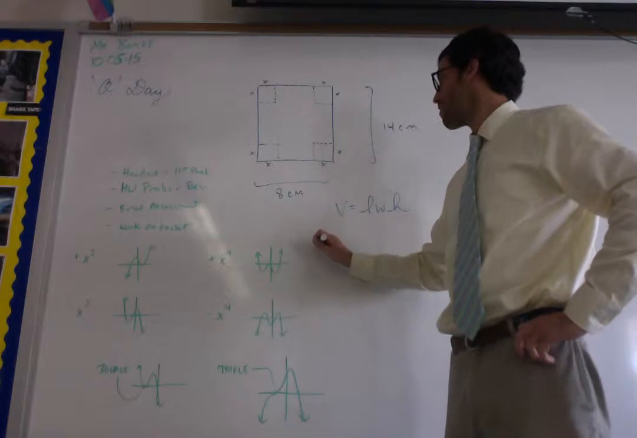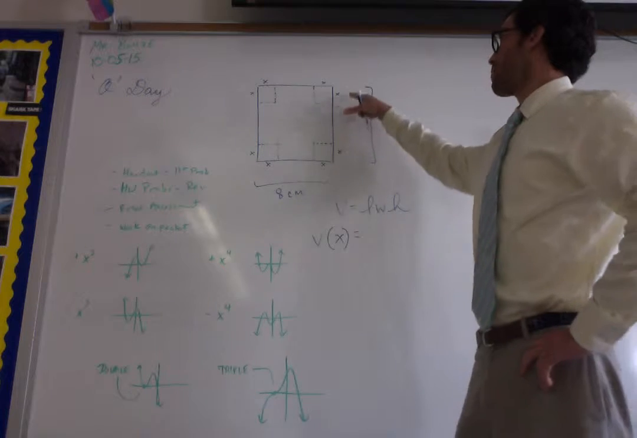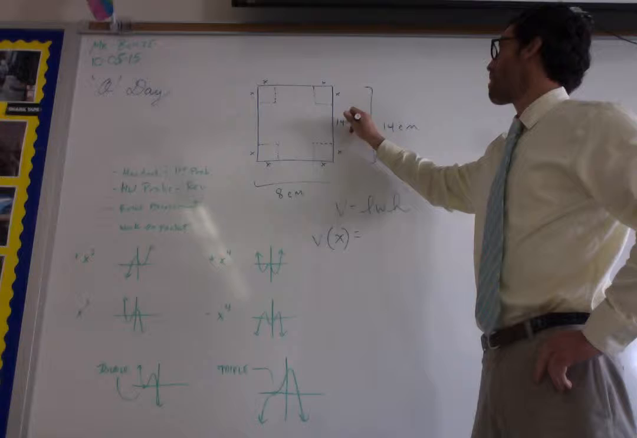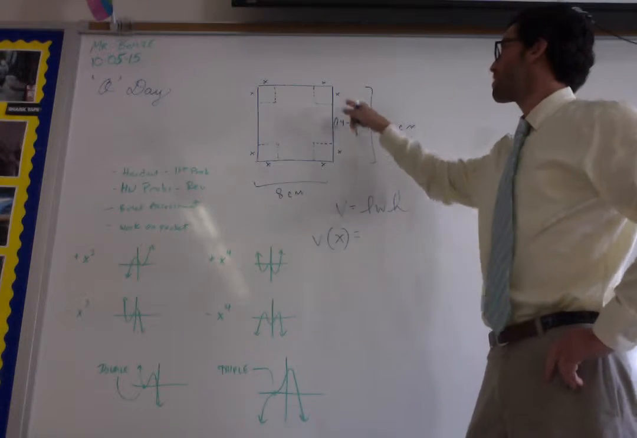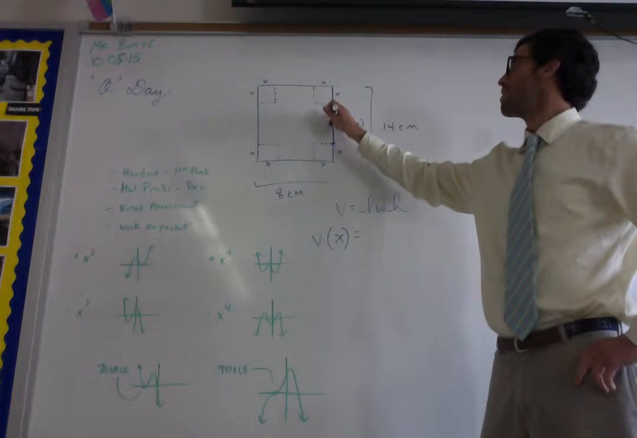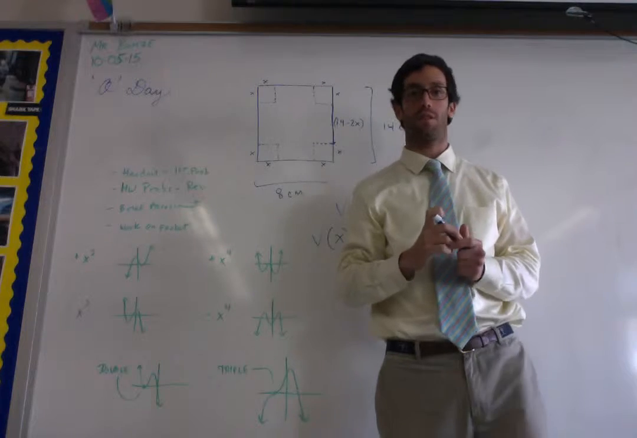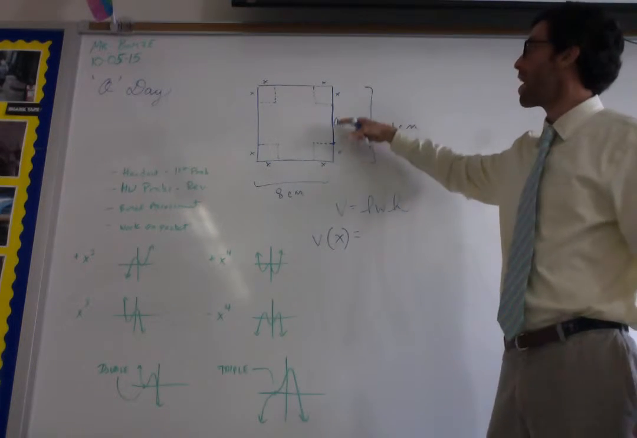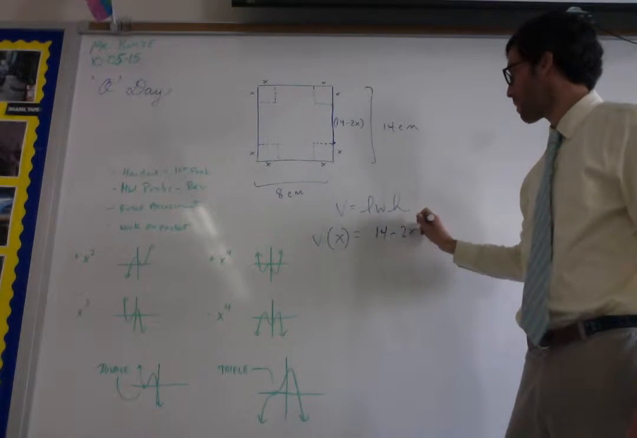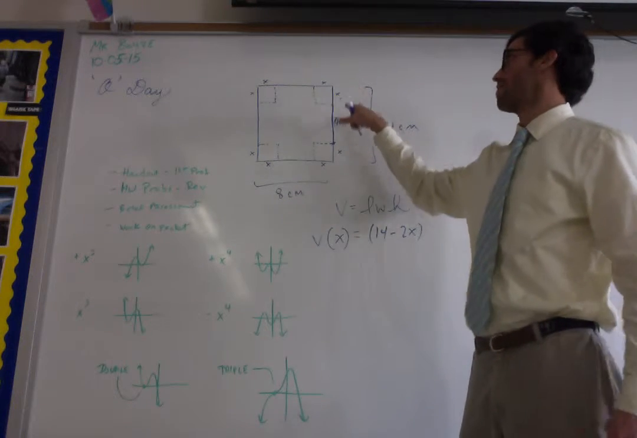And as a function of x, the length is going to be, well, if each of these is x and the whole thing is 14, it's going to be 14 minus 2x. 14 minus this x will be the distance from here to here, which after the corners are folded up will be the new length of the box. So for this side, it's 14 minus 2x, that's the length. It'll always be minus 2x because you'll have two x's cut out.